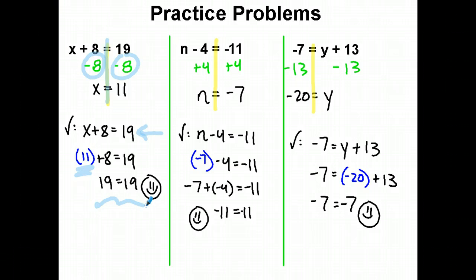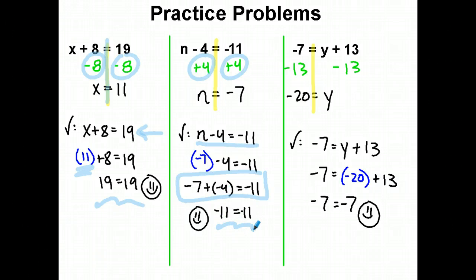On the next one with n, we can see n take away 4 equals negative 11. Well, if I want to get rid of that 4, or get the n by itself, isolate it, then I'm going to need to do the opposite operation. So I'm going to add 4 to both sides. And negative 11 plus 4 would get us closer towards 0 on the number line, or to negative 7. And you can see we substituted that back in here to the original equation. We checked our answer. And in this part, I made a point of reminding you, you can turn a negative and a subtraction into negative 7 plus negative 4. And we can see that, in fact, we got a true statement once again.